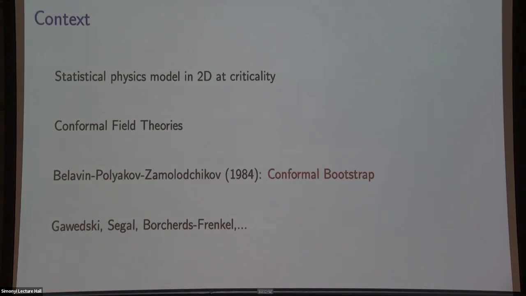So the picture that one can have in mind is that on one side, you have statistical physics models in 2D at a critical temperature. So this implies probability theory, roughly. You can see these as discrete versions of Feynman path integrals. And these objects are expected to converge to what are called conformal field theories.